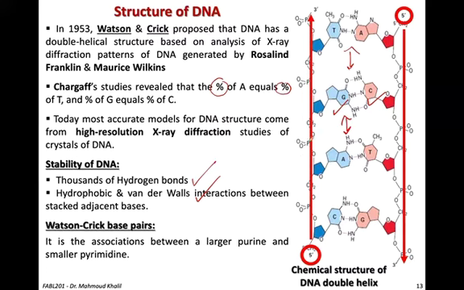Watson and Crick as well proposed that a larger purine, which consists of 2 rings, always binds to a smaller pyrimidine, which consists of 1 ring. As you can see here, a larger purine always binds with a smaller pyrimidine, which means A binds with T, G binds with C.